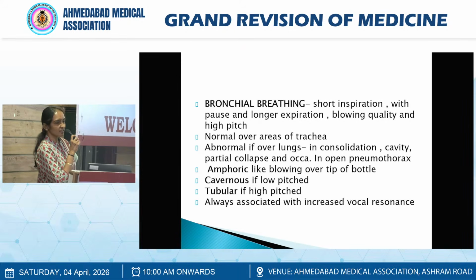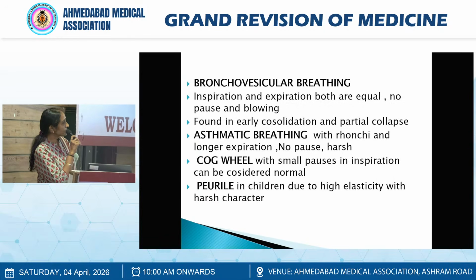Again there are subtypes. You may not need to differentiate them. If you differentiate vesicular and bronchial, that is more than enough. But it is given in the book: amphoric, cavernous, tubular. But remember this point: bronchial breathing, if found on the lung, is always associated with increased vocal resonance. Okay. Bronchovesicular, asthmatic, cogwheel breathing, puerile breathing, these are the various types of breathing.